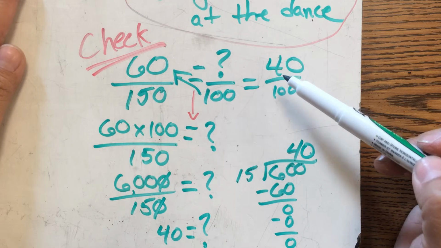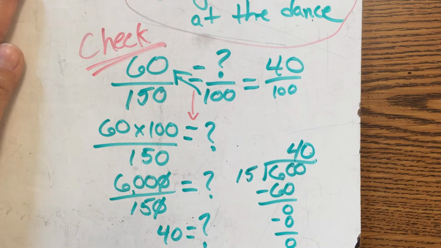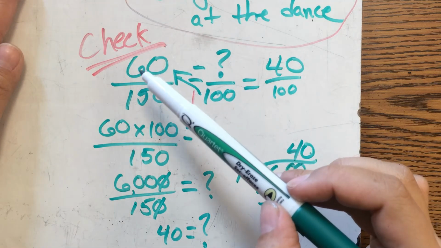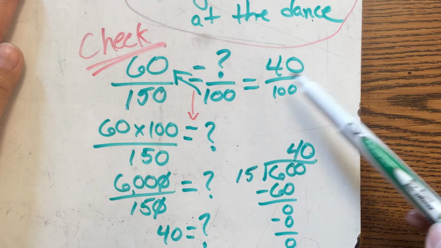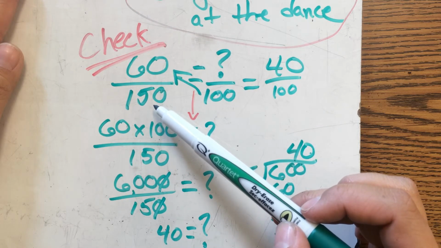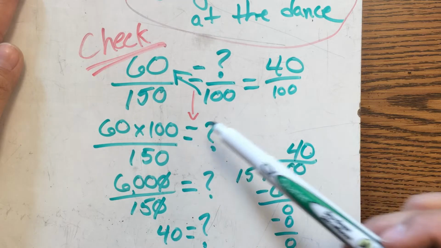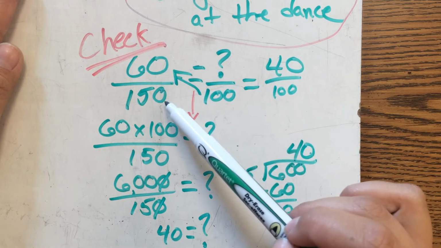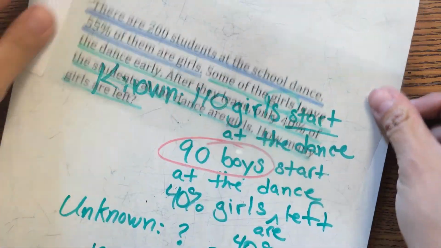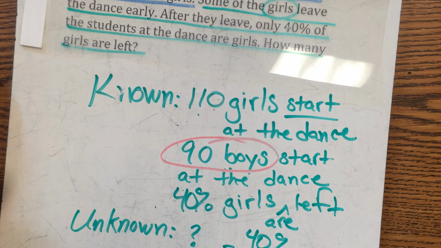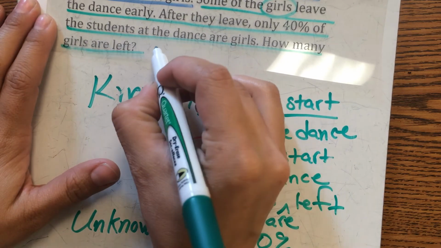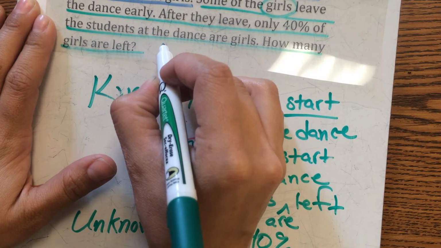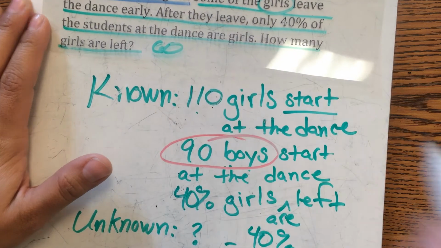I just proved that it's true that 60 girls is 40% of 150 total people. I'll say it again. I just proved that 60 girls is 40% of 150 total people. Therefore, my answer is correct. The final answer is 60 girls are left.